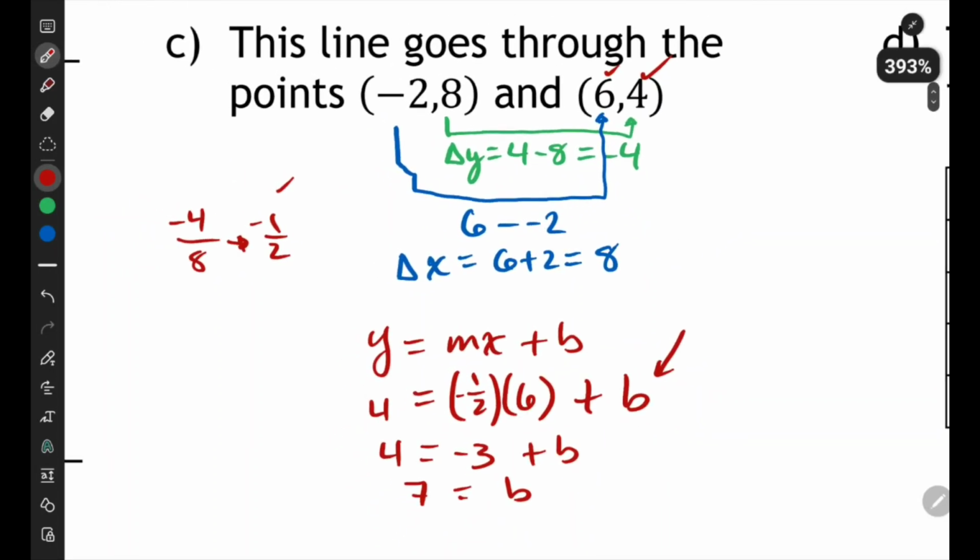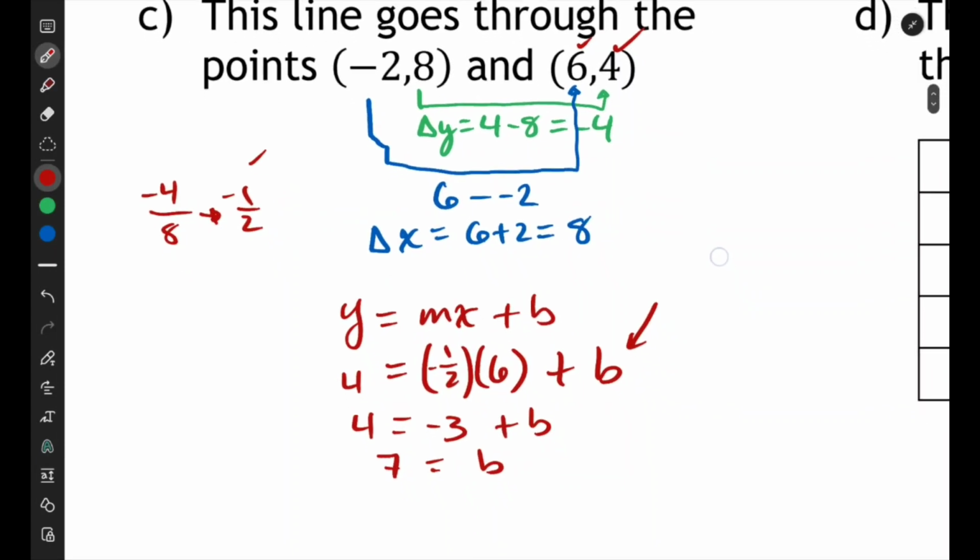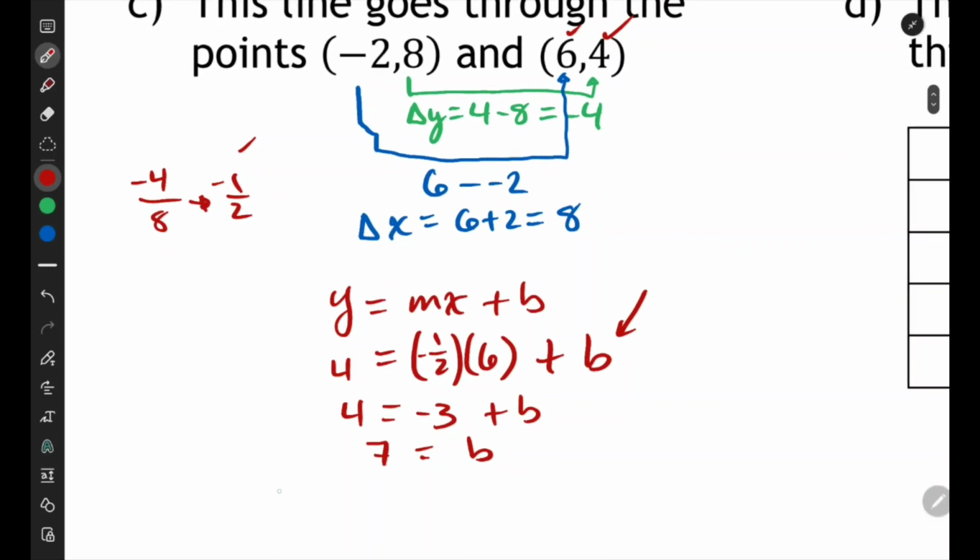Of course, I'm never satisfied with this answer. I need to check it in some way, kind of interrogate the situation. So I'll write the equation: y is equal to -1/2 times x plus 7. And what I'm going to do is take my x values, plug them in, and see if I'm getting the correct y values.